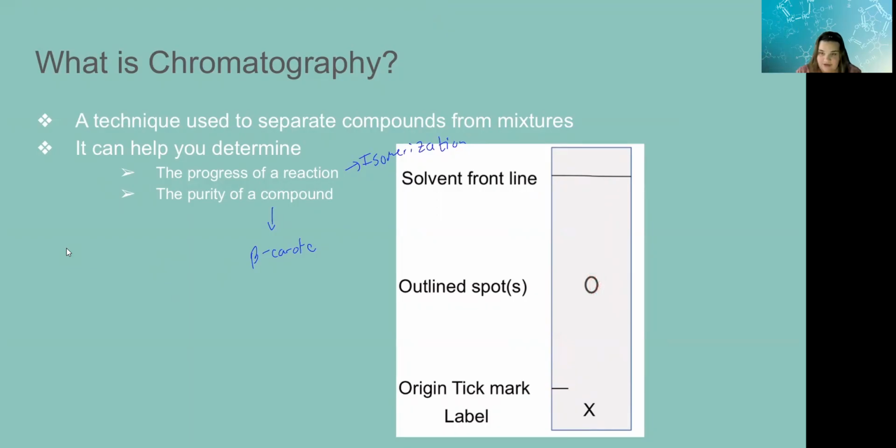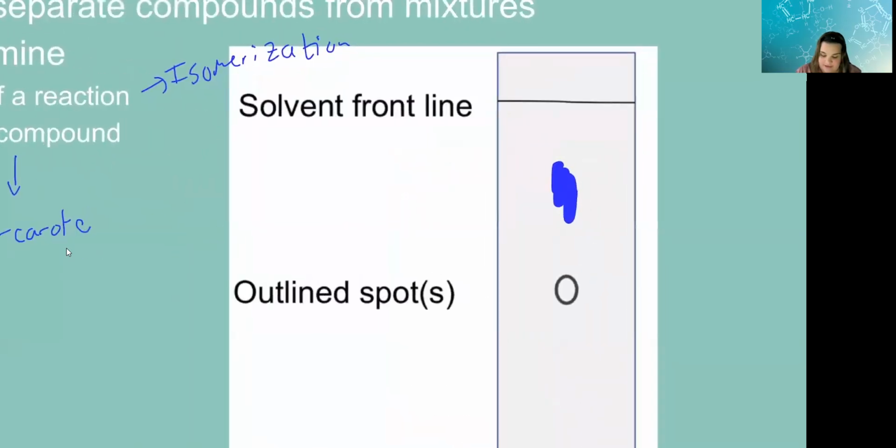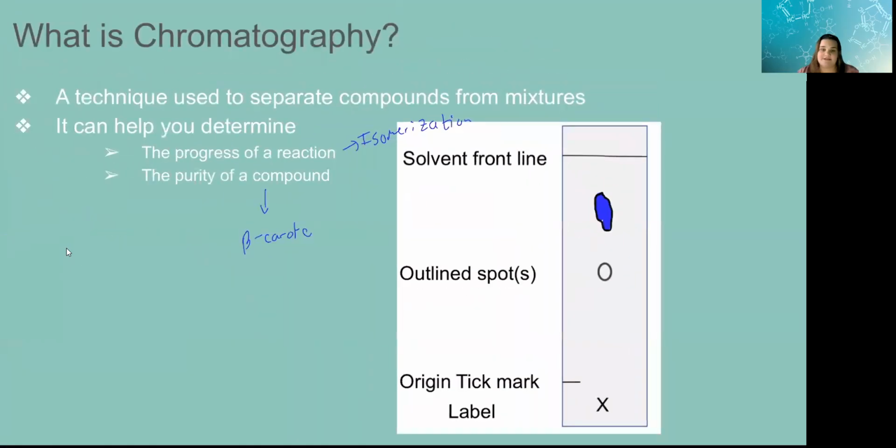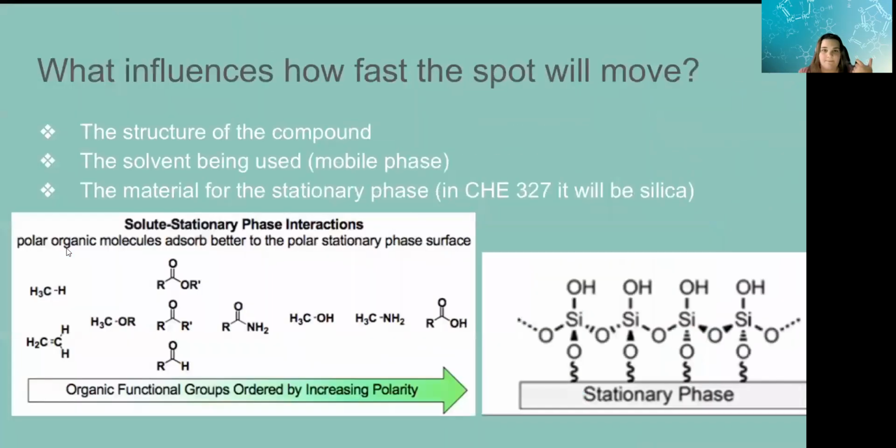So if you get a weird spot, something that looks like this, and it's colored in, make that a bit uglier. If you get something like this on your TLC plate, when you are outlining it, you literally outline it completely. You want to make sure you're outlining these spots. And then down here will just be whatever you're running on the plate.